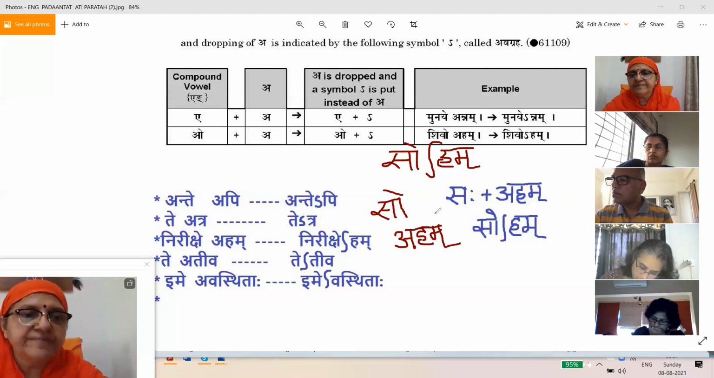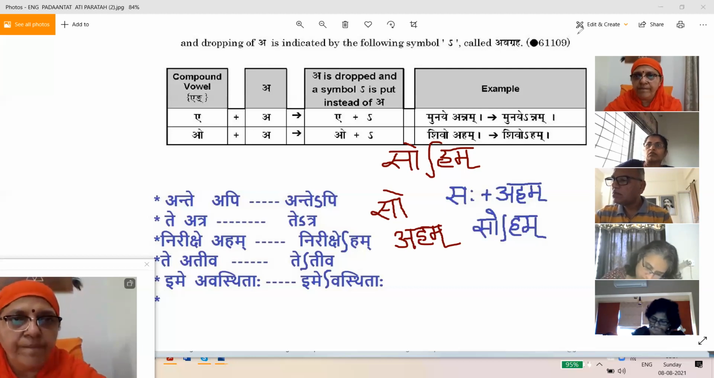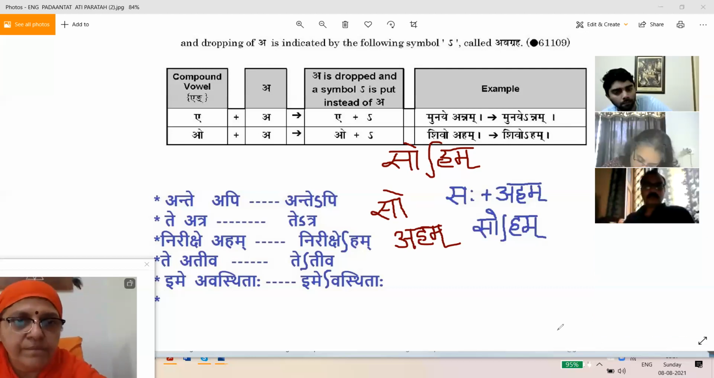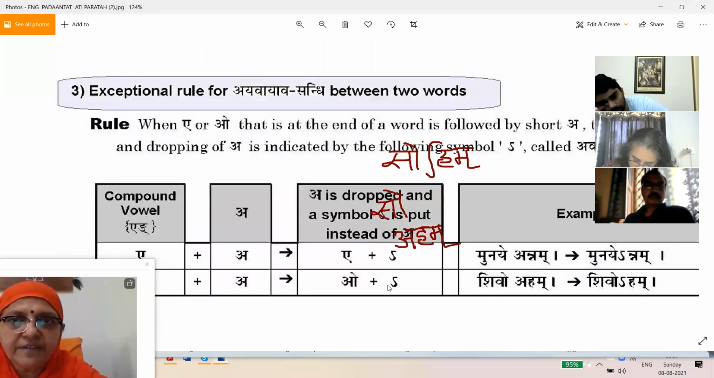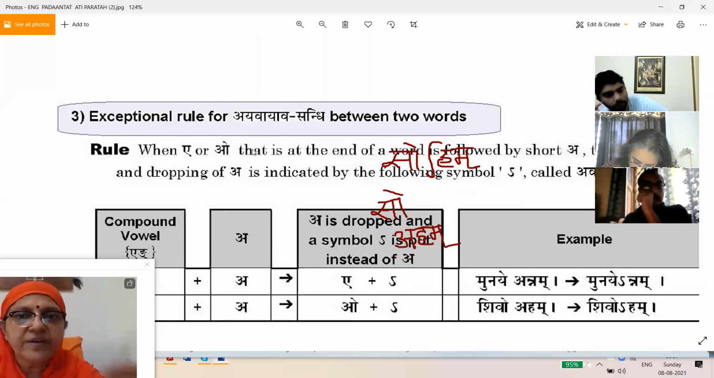This is this much. Swaminiji, yes? Does this avagraha have any name? Does this sandhi have any name? Now we can say it's the extension of ayav sandhi. Nothing, an exception rule of ayav.